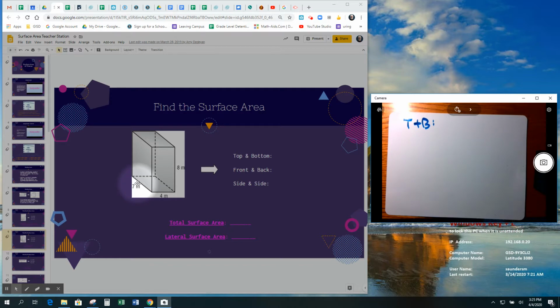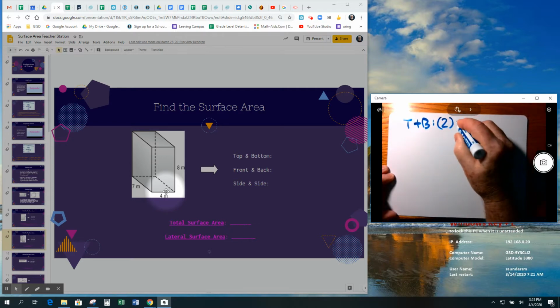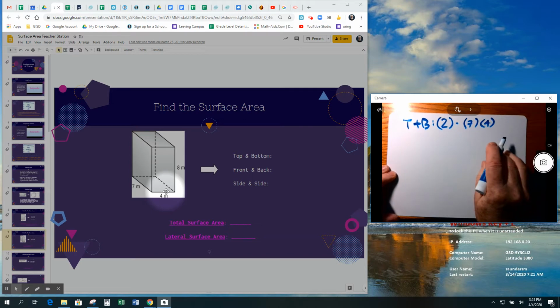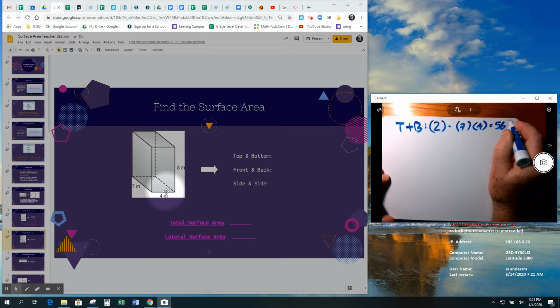So one side is 7 meters and the other side is 4 meters. So I have 2 of them, so I'm going to say they're both the same. 2 times 7 times 4. And 7 times 4 would be 28, and 2 times 28 would be 56. 56 meters squared.